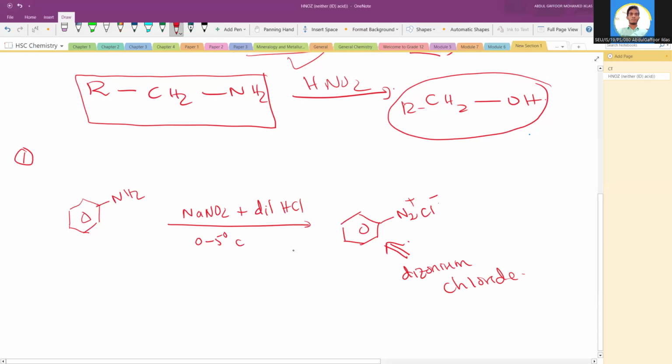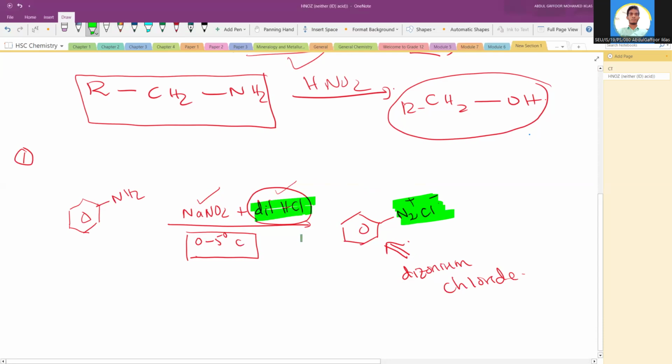Now why we need to keep this temperature is, if you want to produce this diazonium chloride, you can put NaNO2 and dilute HCl. If you want to produce diazonium chloride, dilute HCl is very important. Otherwise, it will convert to OH, right? If you merely put NaNO2, the entire system will become OH. So instead of this, we will have OH. But if you want to produce diazonium chloride in order to produce dyes, we have to compulsorily use dilute HCl.